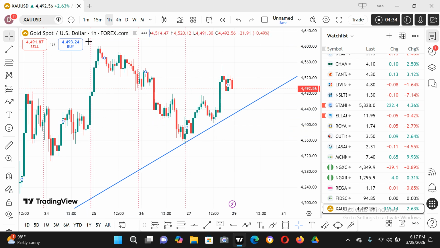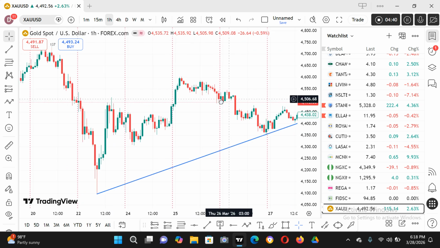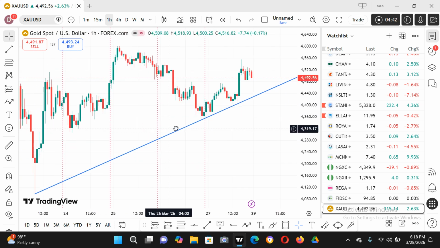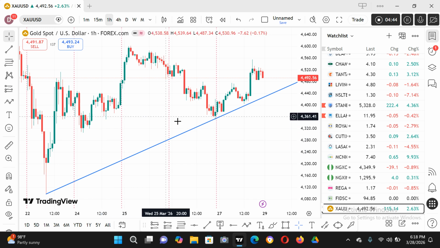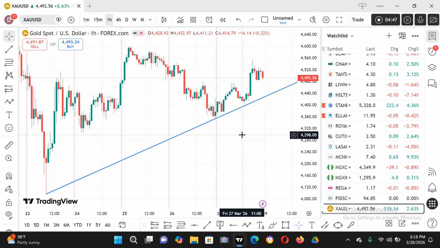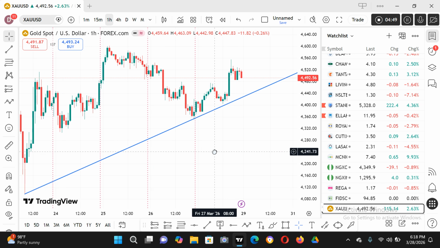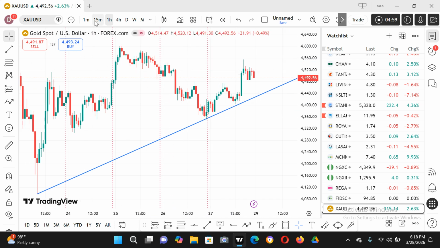But if it is downtrend, we need at least two peaks coming down. But we are interested in the upward movement because the market has indicated a change in character, and it's showing that the market will resume an upward movement. So let's see whether we can draw another trend line here from this wick down. No, it's too tight. So let's go to 15 minutes time frame.